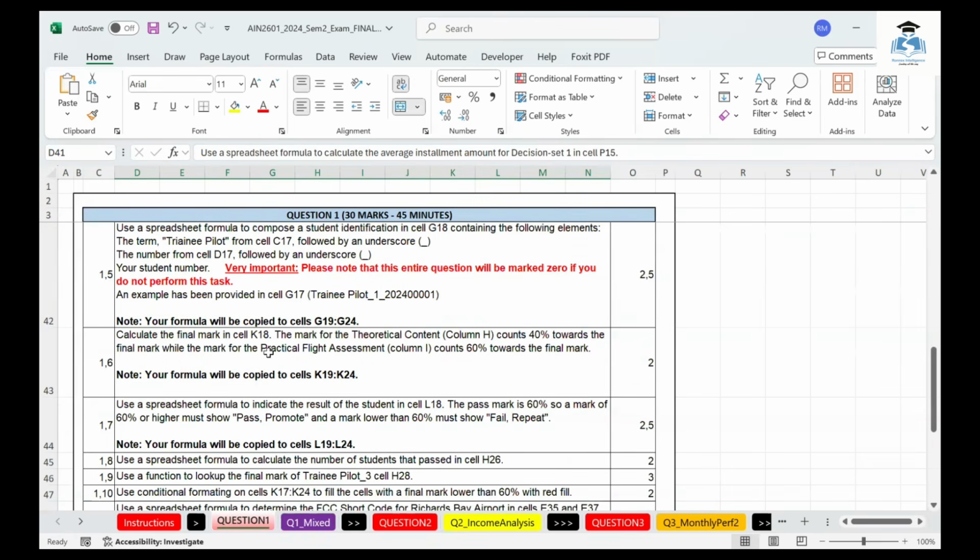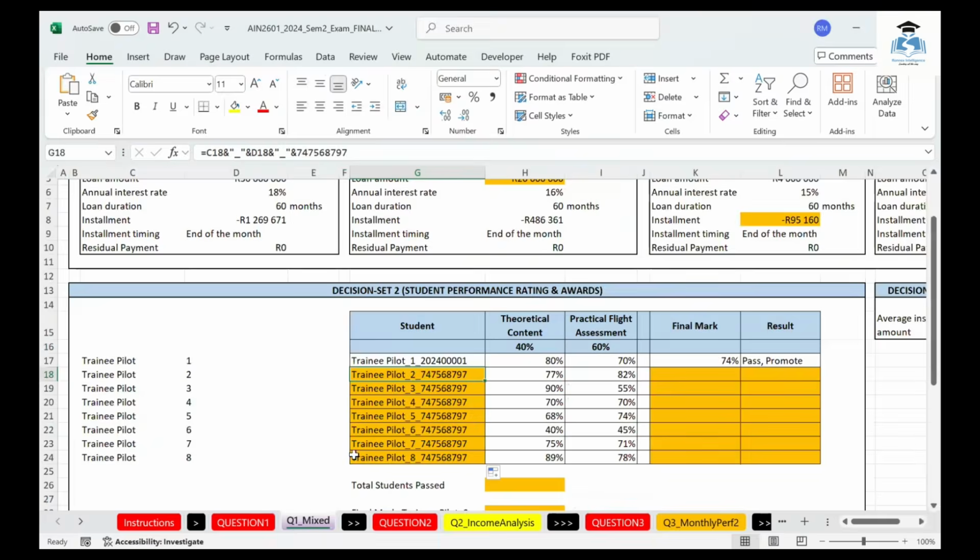Calculate the final mark in cell K18. The mark for the theoretical content, column H, counts 40% toward the final mark, while the mark for the practical flight assessment, column I, counts 60% toward the final mark. Note, your formula will be copied to cells K19 to K24. So where do you want to go? K18. This is K18. Right.